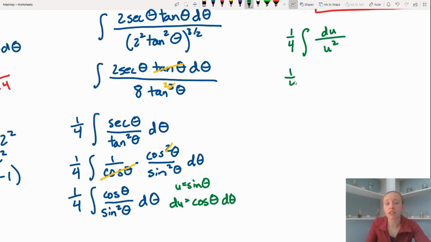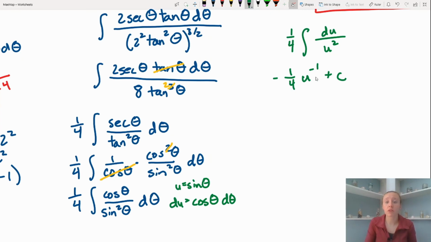Integrating this, I'll get 1/4 times the integral of u to the -2 will be u to the -1 divided by a -1, so this will be -1/4 u to the -1st. And don't forget that plus c. So I started with x's, I used thetas to simplify my integral, but then from there I actually had to go to u substitution in order to integrate. So I'm going to go back to theta and then finally back to x.